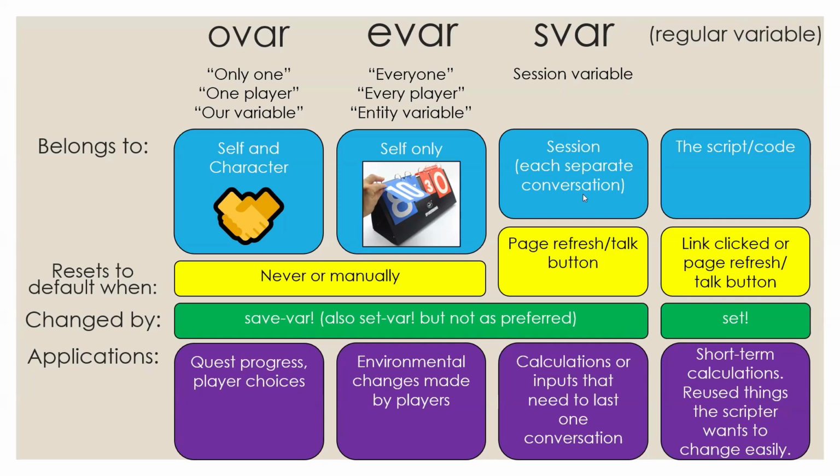So again, session belongs to each separate conversation. It resets to the default when there's a page refresh or you press the talk button. You can change it by using the save-var function call. You can use set-var for all the persistent variables, but it's not as preferred because it looks too much like set. So I'd recommend using save-var. And session-var is really good for calculations or inputs that need to last throughout the conversation, not just once. But there's not a lot of uses for it otherwise. This is probably the least used type of variable. Ovar and evar are very popular.